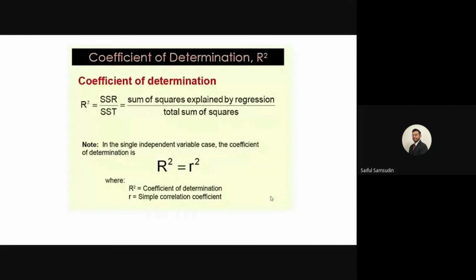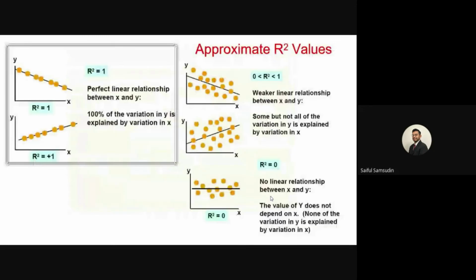Okay. So we continue. Approximate R square value. If R square is 1, it's a perfect linear relationship between X and Y. 100% of the variation in Y is explained by variation in X.